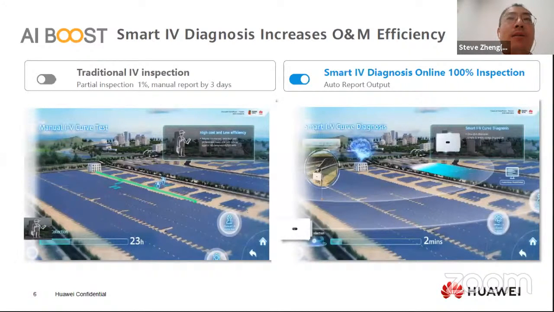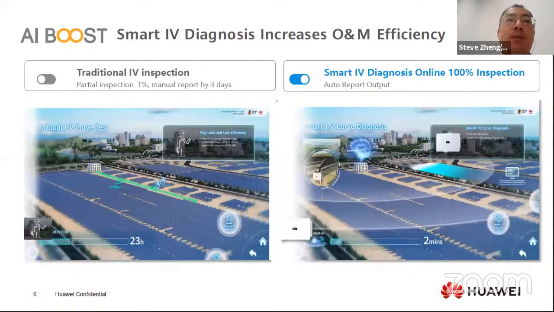But on the right side, this is by Huawei. We are calling it smart IV curve diagnosis, which helps to diagnose a 100 megawatt PV plant within 15 minutes and generate a report automatically. This is online diagnosis without unplugging the strings from the inverters. It takes around 1 gigabyte of data in a 100 megawatt PV plant for self-learning based on AI. AI will learn it and come up with a report indicating which modules and which strings we need to troubleshoot.